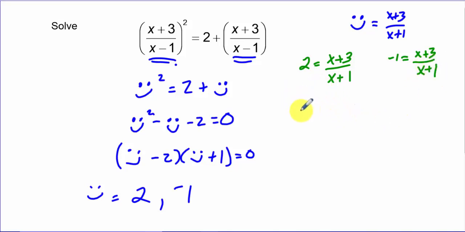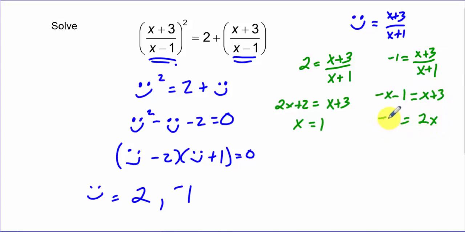And these are pretty simple problems to solve. We have 2x plus 2 is equal to x plus 3. So x is 1 here. And then in this case, we have -x minus 1 equals x plus 3. And I have, let's go 2x equals negative 4. So negative 2 is equal to x. Are they always going to be opposites like this? Answer is no. But in this case, they were.